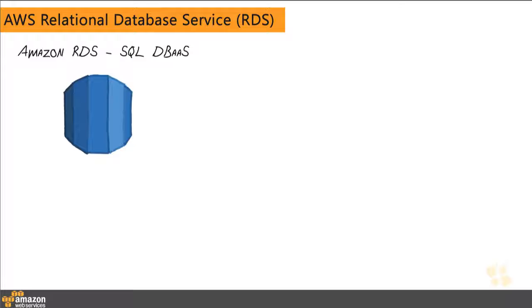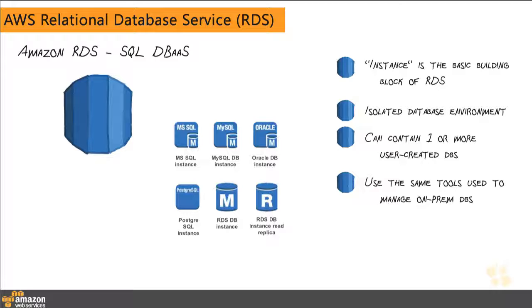Working with RDS is really simple and easy to do. At the basic level, all you really need to do is create an instance of a database inside of Amazon. You do this inside of the web console, through the RESTful API, or through the command line interface. You choose to create an instance of whatever database type you want, and that includes things like read-only replicas, which are a really neat feature. Once you've created that instance, it's an isolated database environment that can actually create one or more user-created databases. So not only do you create the instance, but then you spin up as many databases as you would like inside of that instance.